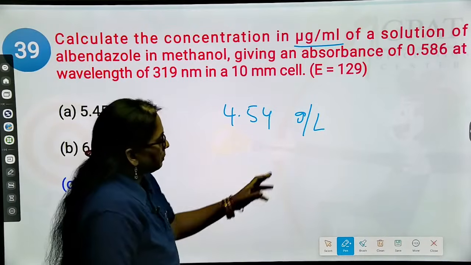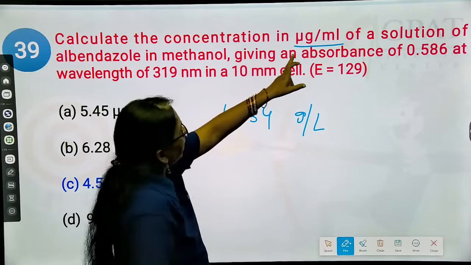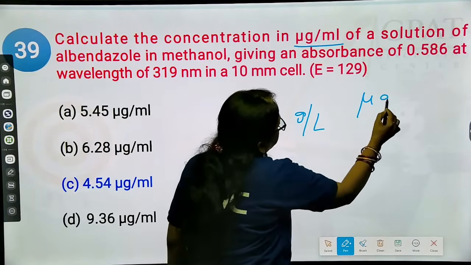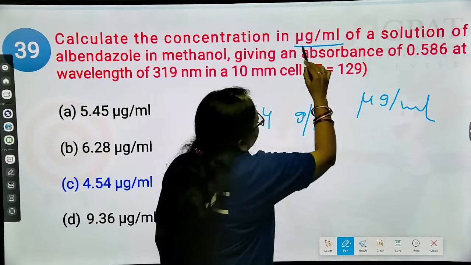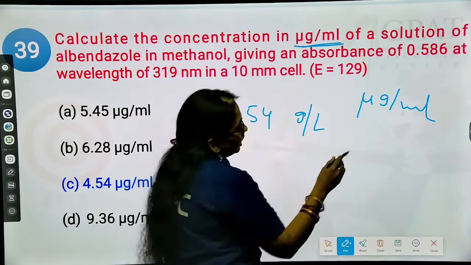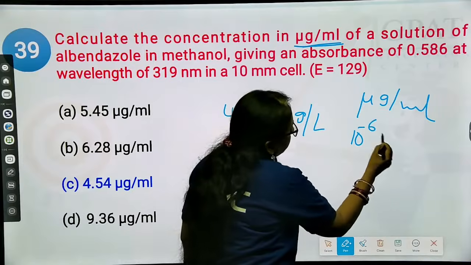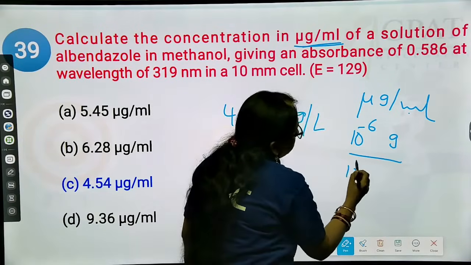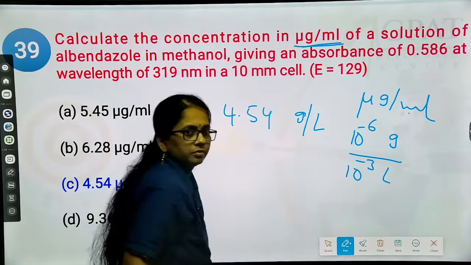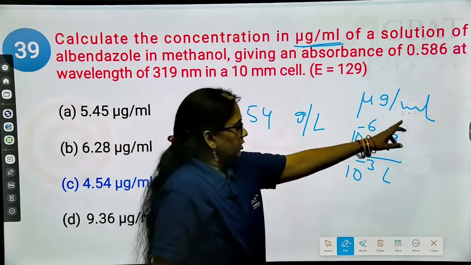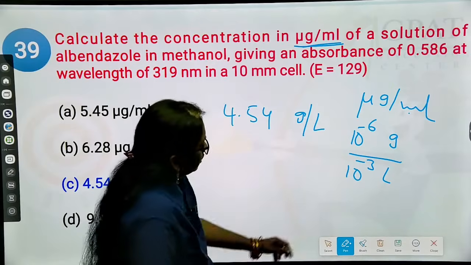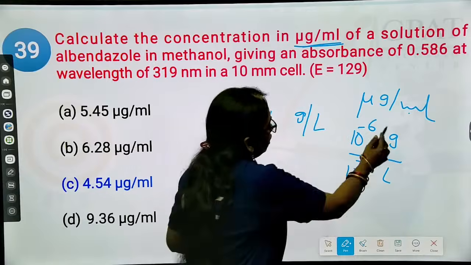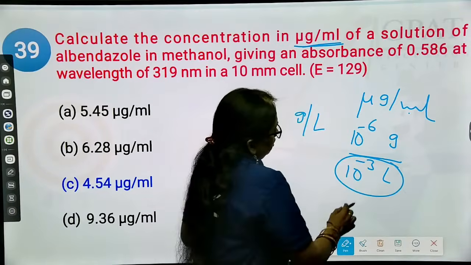So this gram per liter solution we need to convert to microgram per ml. Gram per liter, microgram per ml, gram per ml, you need to represent, okay. So micro means 10 to the power of minus 6 grams, and divided by ml, 10 to the power of minus 3 liters, right. In this way they want, but here ml only they are asking, so no need to do this.